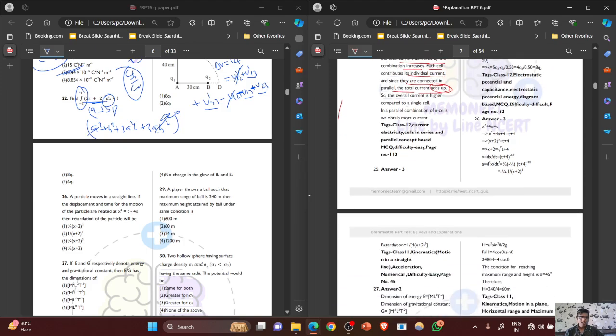A particle moves in a straight line. The displacement and the time of the motion of the particle are related by this. It is asking for the retardation, the acceleration. First calculate the velocity, that is dx by dt. So it will be 2x dx by dt equal to 1 minus 4 dx by dt. Get the equation in this way. It's a differential equation question, we can easily solve it. Not a big thing.